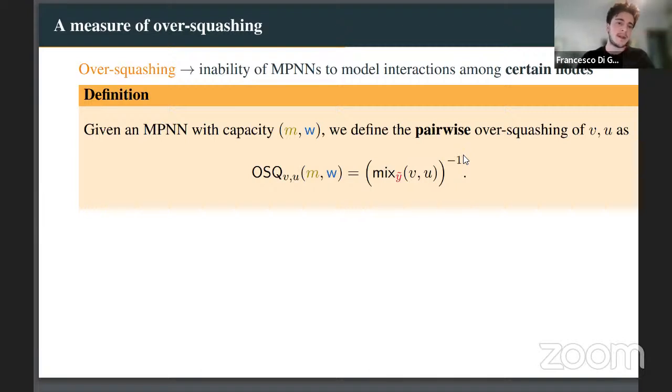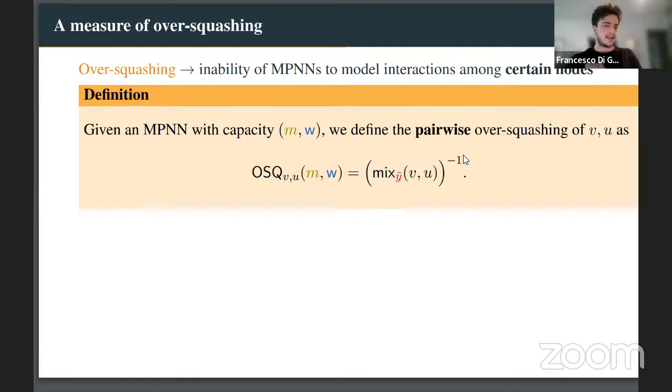Second of all, the measure we introduce is not just a function of the graph topology, or if you like, it's not just a function of V and U, but it's also a function of architectural components of the model, like M and W. And I think that makes sense because, of course, if we had an ideal architecture with infinite layers, infinite dimensions for the weights, then we would expect that no oversquashing is happening. Everything is flowing regularly.